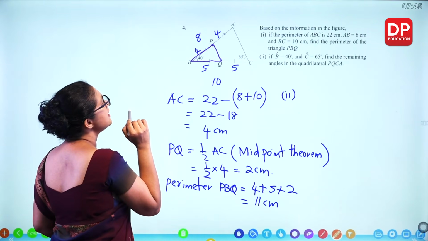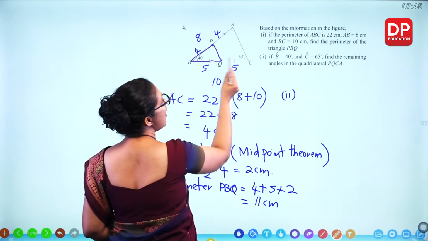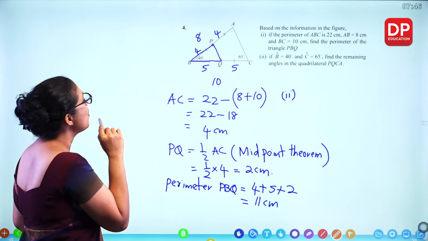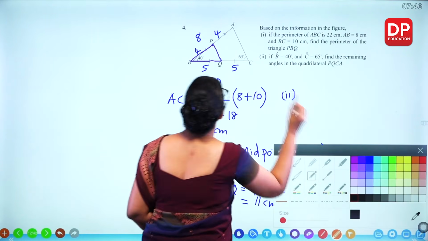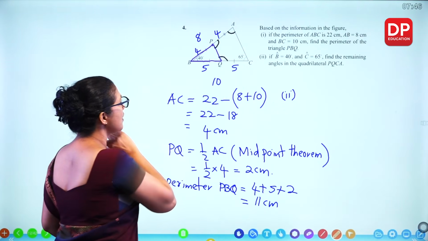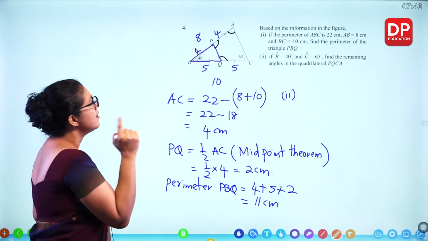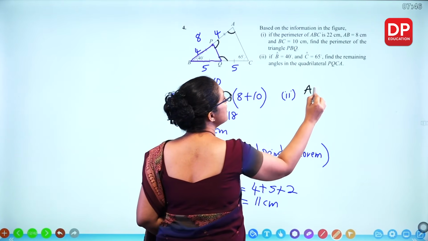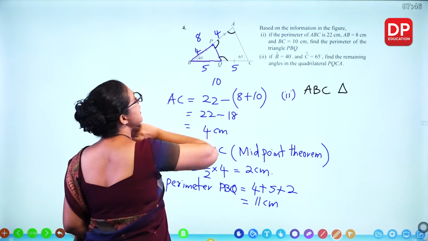If B angle is 40, C angle is 65, find the remaining angles in the quadrilateral PQCA. So you are asked to find out the angles, these ones, PQCA quadrilateral, the angles inside that. Okay, how can we find out? Take ABC triangle. From ABC triangle, we can find out this angle, A angle.